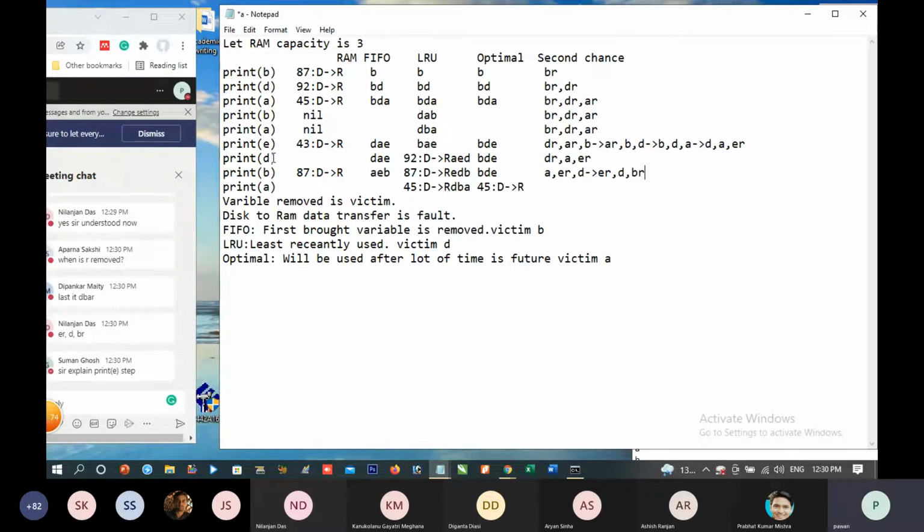Print E step. You see, BR, DR, AR was there. We shall try to make B a victim, but it is referenced. So it is removed and put at the end. Now, we shall try to remove D as a victim. D is referenced and put at the end. A as a victim, A is referenced and put at the end. Okay? Now, we shall do like this. Is it correct?